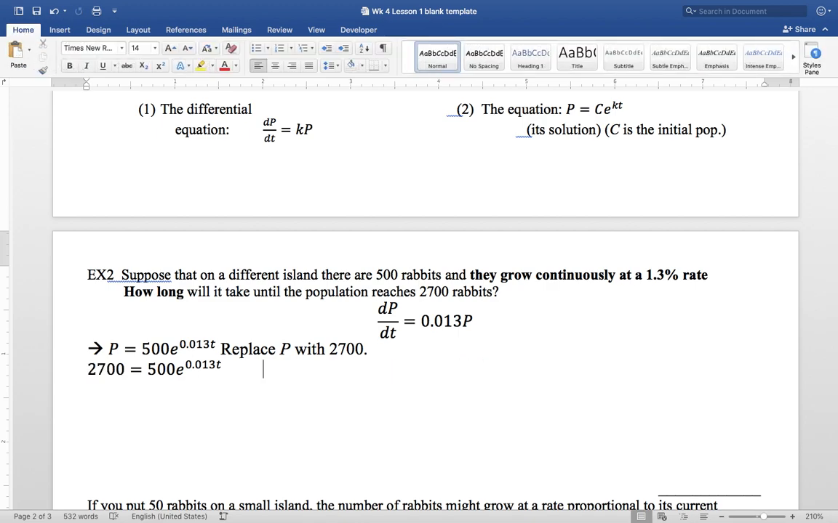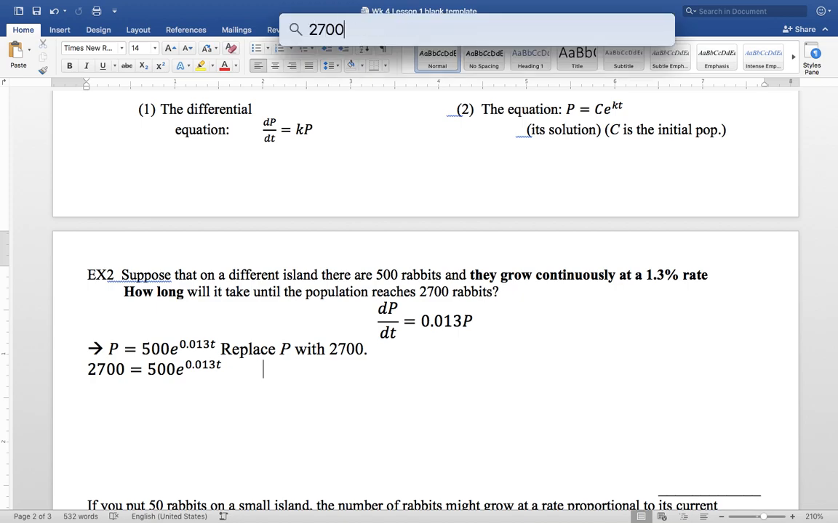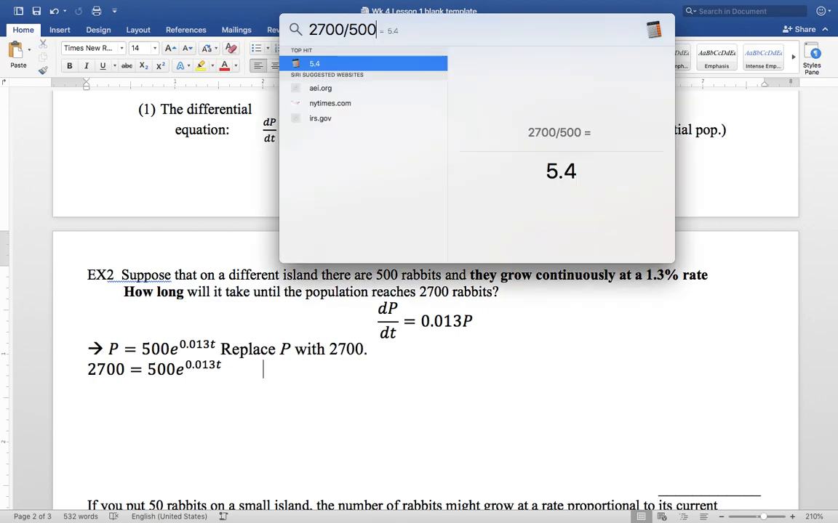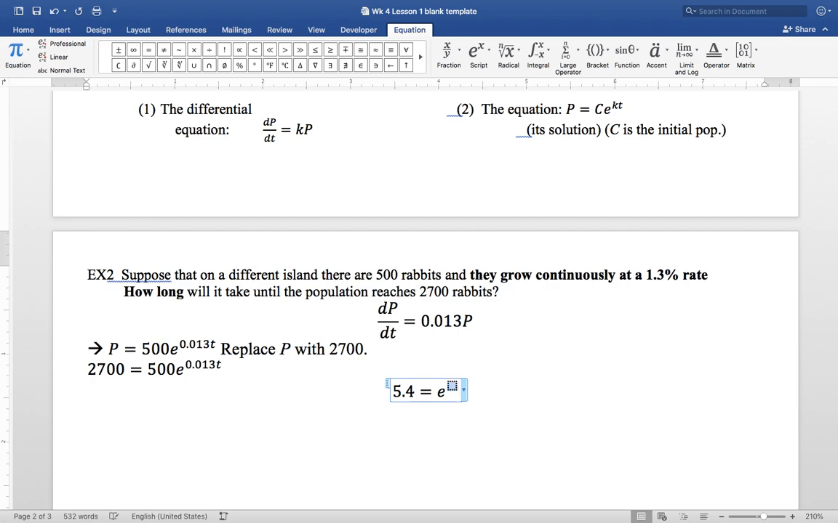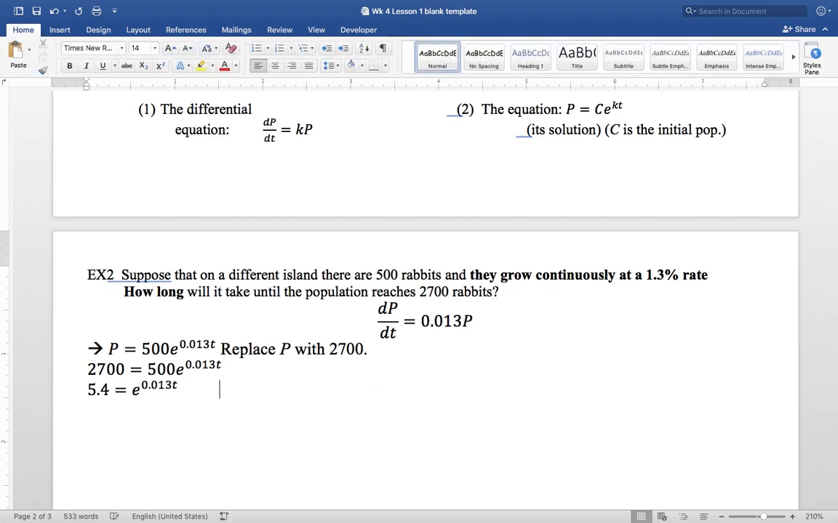If you remember exponents and logs, then you maybe aren't too worried about this, but if you're not so good with your exponents and logs, this looks like a nightmare. The first thing you should do is get the exponential by itself, this guy right here. So you should divide both sides by 500. So 2,700 divided by 500, let me see what that is. It's 5.4. So I find that 5.4 equals e to the 0.013t. Okay, so we've isolated the exponential function.